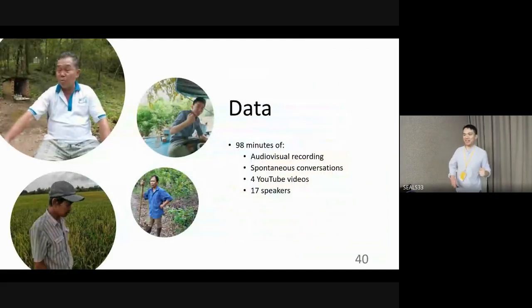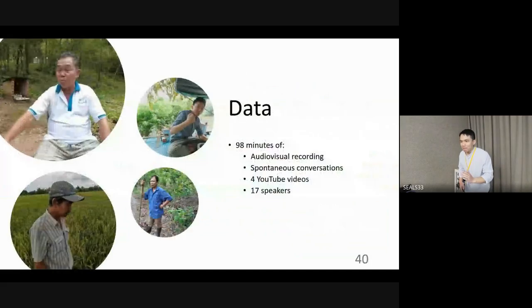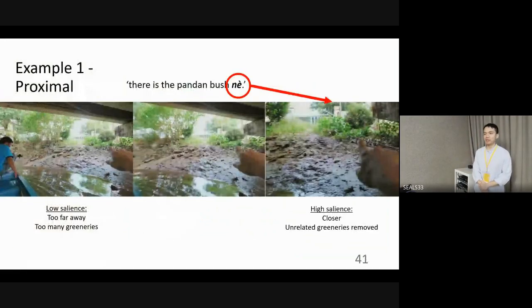So the data used for the study is a corpus of 98 minutes of audiovisual recordings from spontaneous conversations, and these are pulled from YouTube videos, the whole spontaneous data. So let's take a look at those two examples that I presented earlier. So consider the salience of the panda bush.